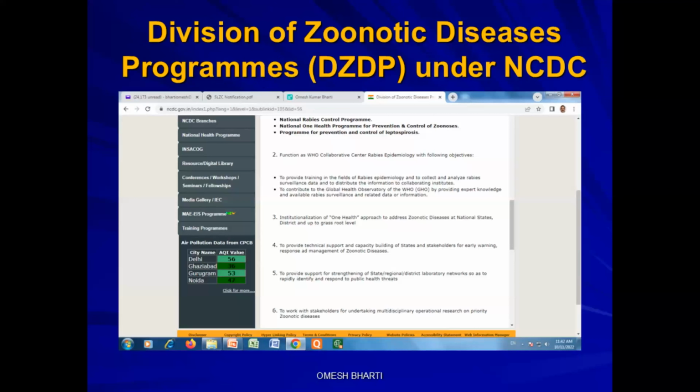The Division of Zoonotic Diseases Program under NCDC has already given direction to form such committees in the country, and I would request all the participants to expedite the notifications of such committees throughout the country in different states.